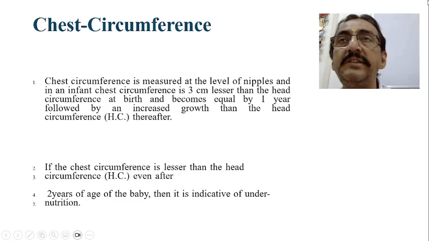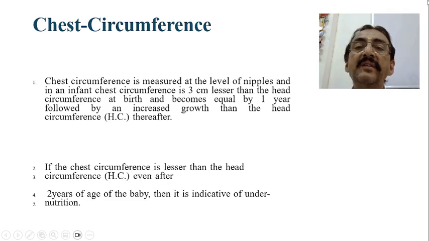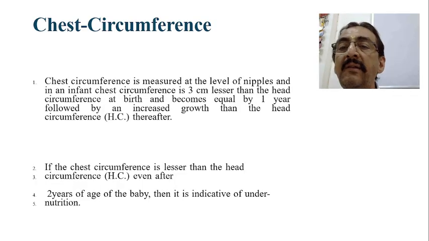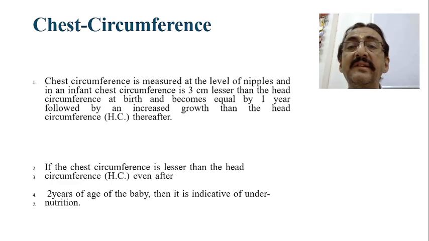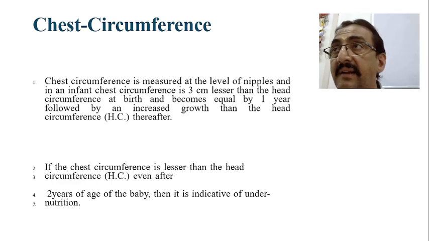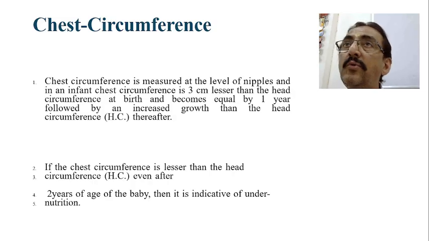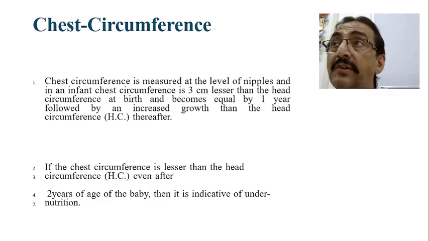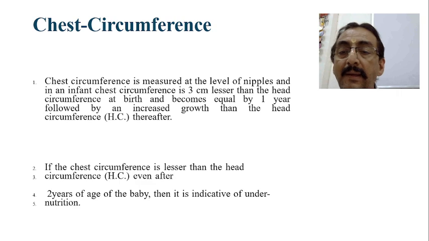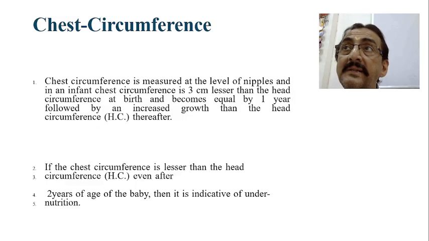So next we come to the chest circumference. Chest circumference is measured at the level of the nipples, and in an infant, as I told earlier, the chest circumference is 3 cm less than the head circumference at the time of birth, but this will become equal by the end of 1 year. If the chest circumference is lesser than the head circumference even after 2 years of age, very very important, then definitely it is indicative of undernutrition.